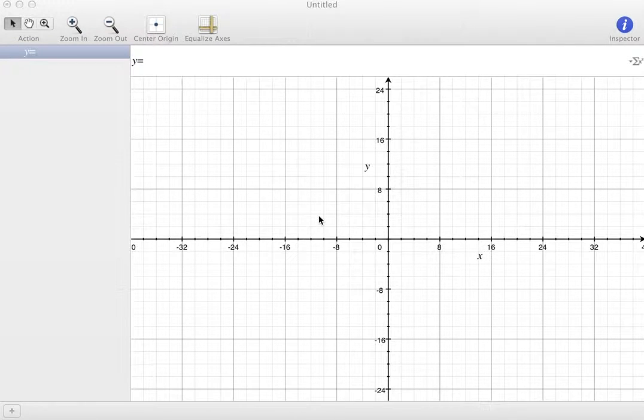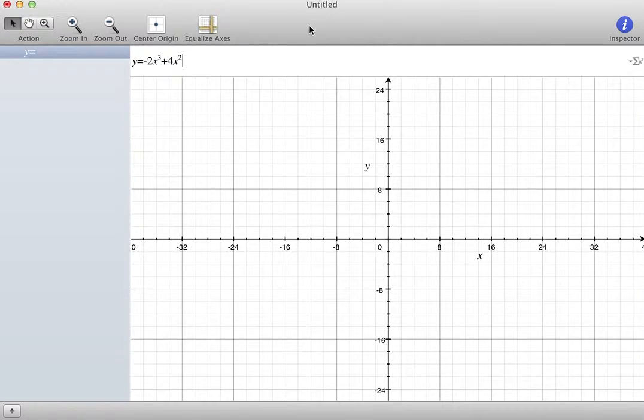So section 3.2, number 27. We are asked to look at the graphs of two functions. The first one is minus 2x cubed plus 4x squared minus 1, which looks like this.